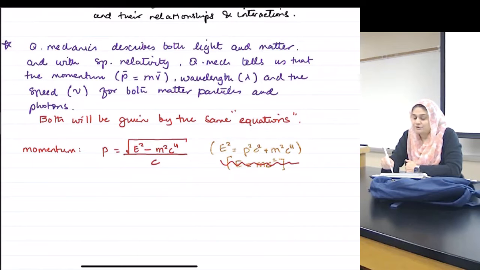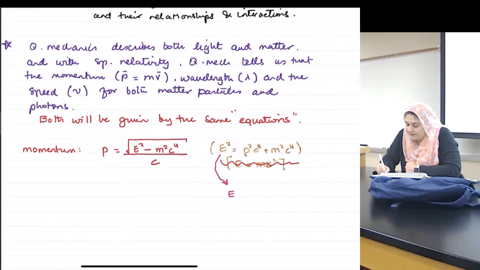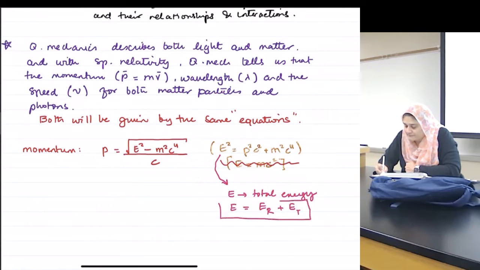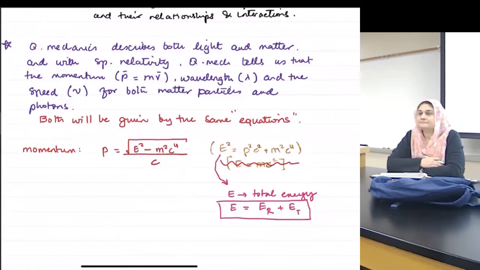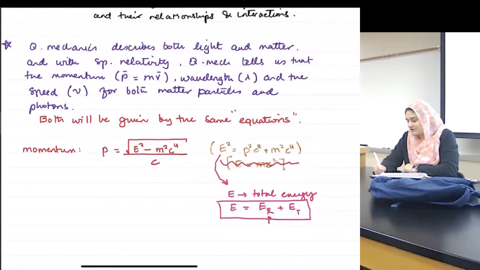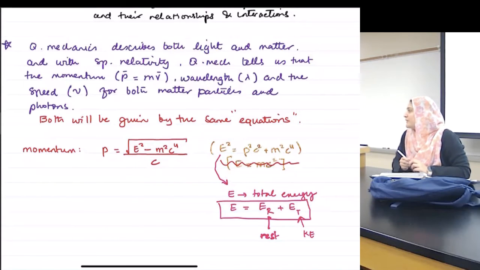where E is the total energy that includes rest energy plus kinetic energy. E_R is the rest energy, and E_K is the kinetic energy. What is kinetic energy? Energy due to movement. So 1/2 mv squared, right?